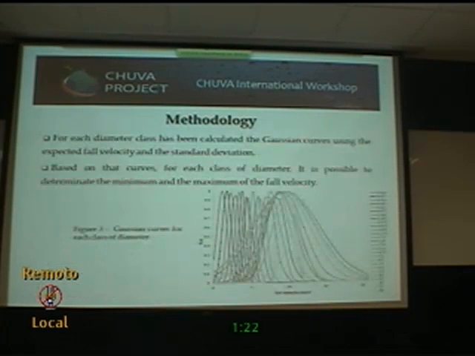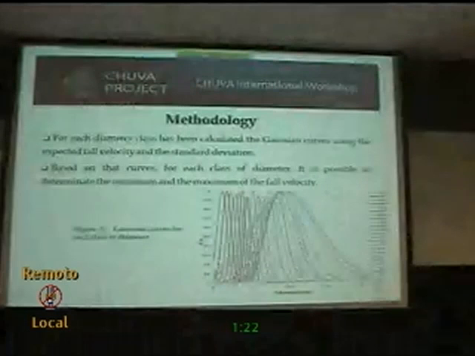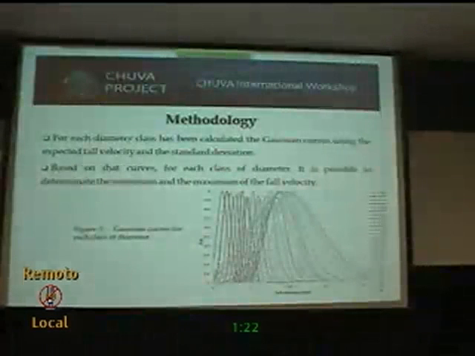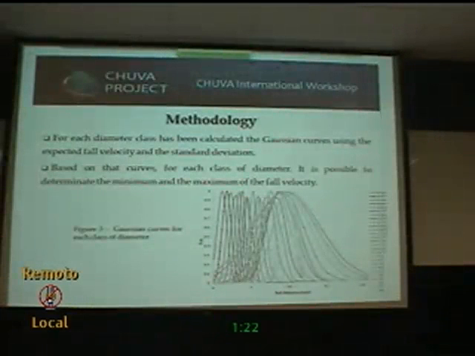For each diameter class the Gaussian curve has been calculated, using the expected fall velocity and the standard deviation. Based on the curve, for each class of diameter, it's possible to determine the minimum and the maximum of the fall velocity. In this picture is the Gaussian curve. Each color represents the class diameter.